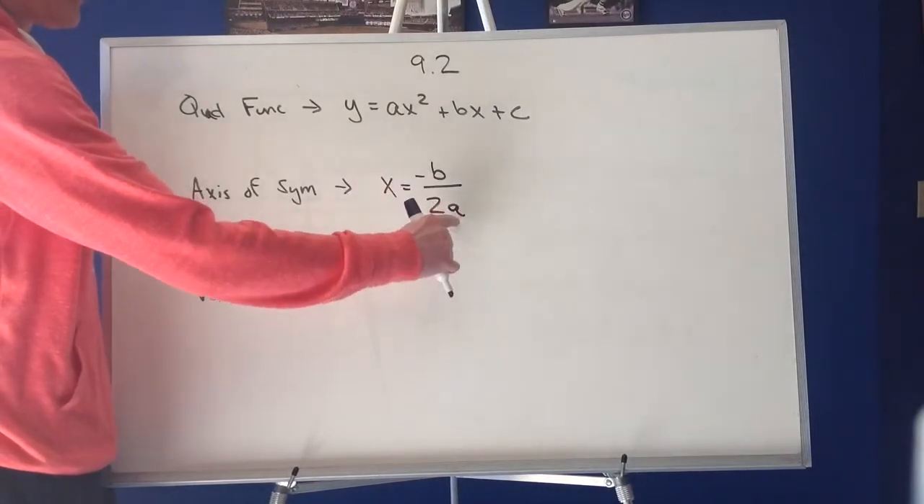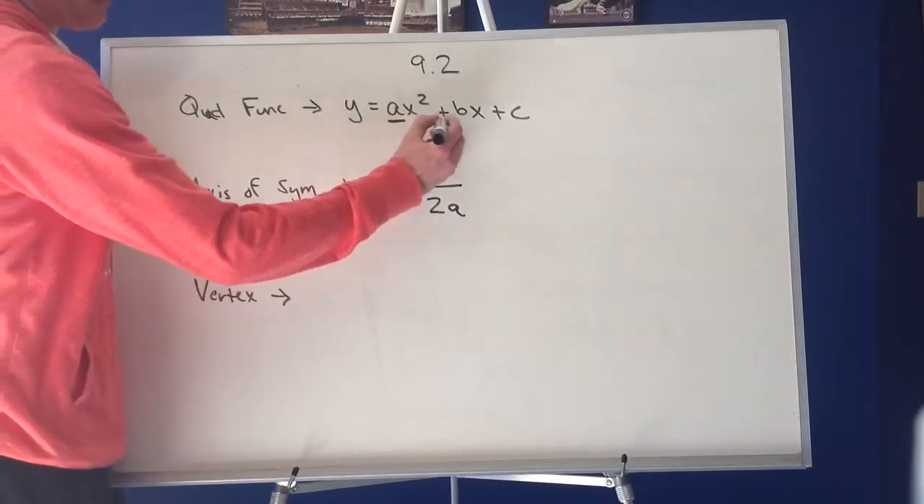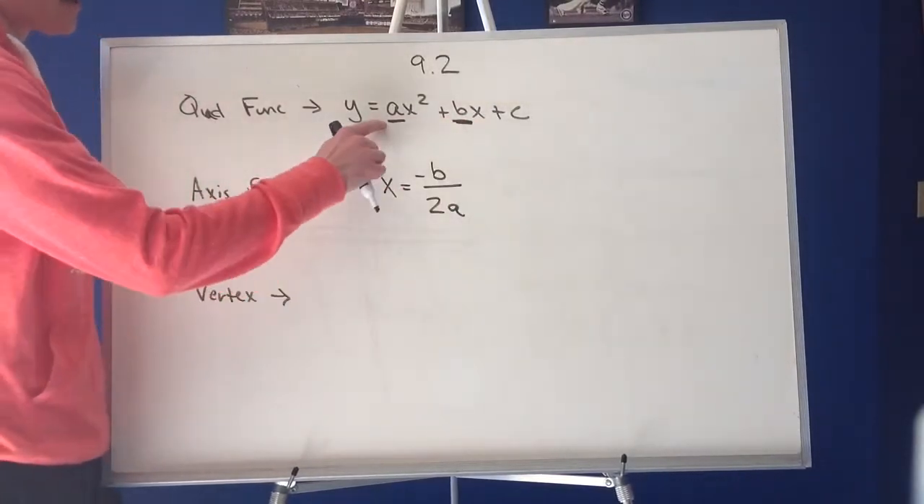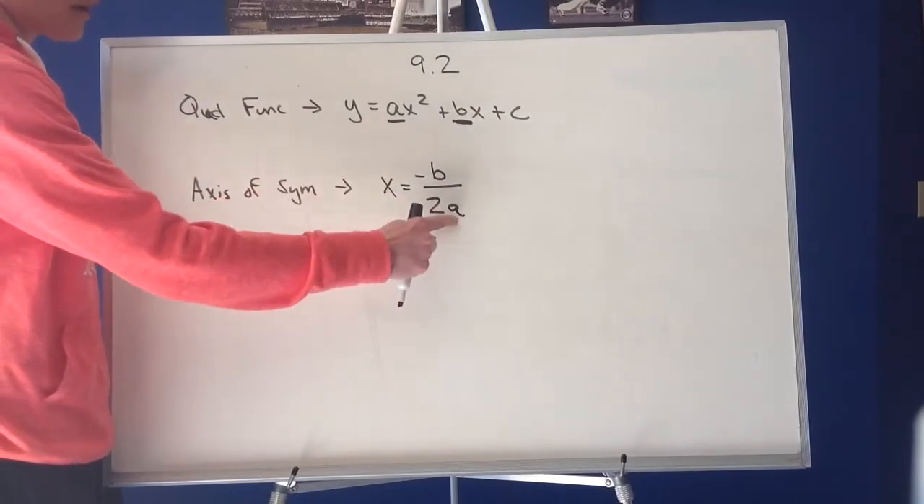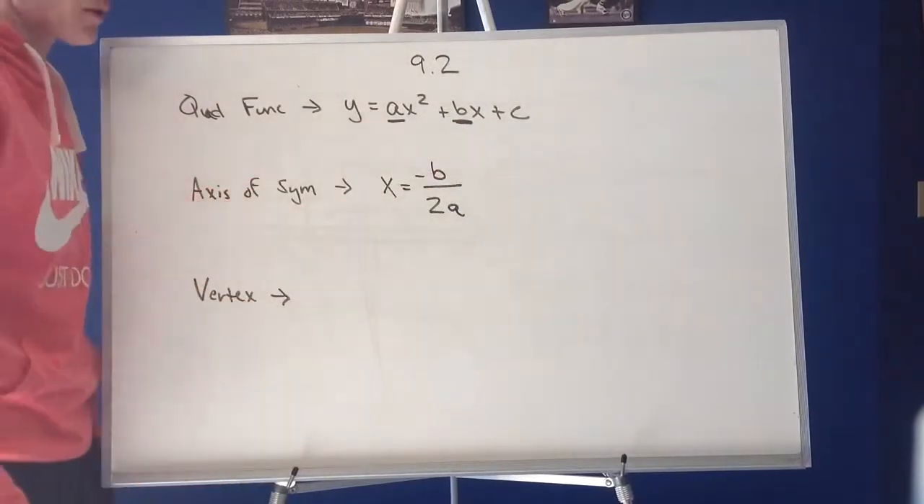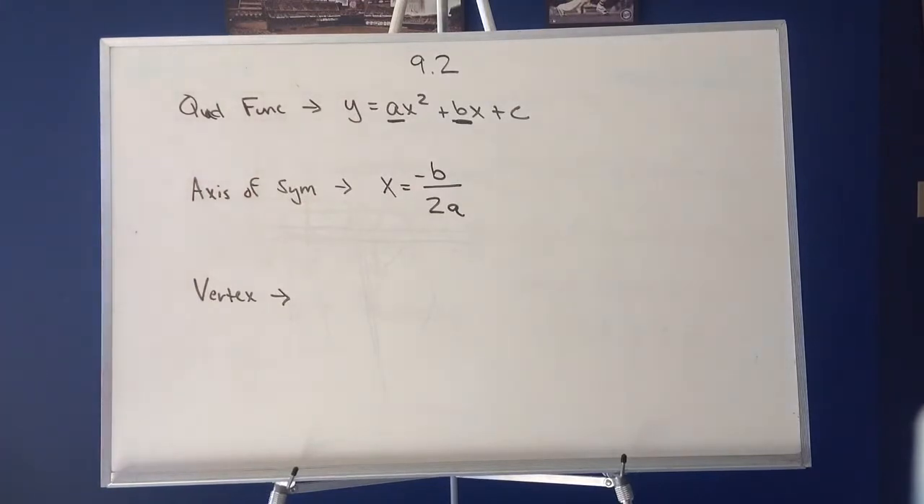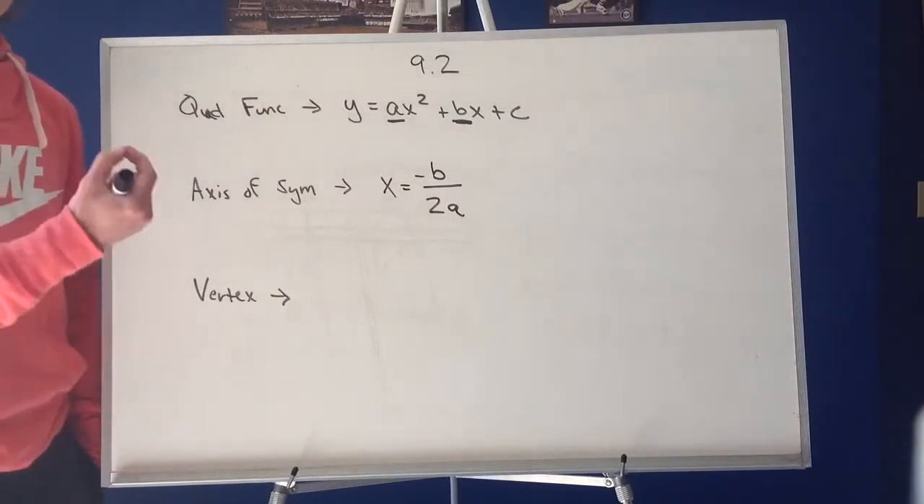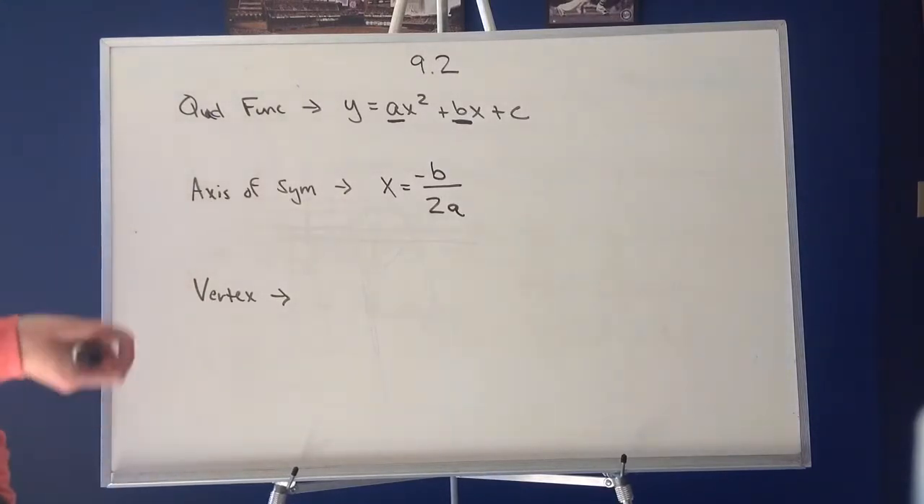Where you get the b and the a from is from the original problem. The a is whatever number is with your x squared. The b is whatever number is with your x. Now, if your b is missing, which it will be a couple times, then it's just 0. If you don't have a piece, it's always considered a 0 if it is missing.